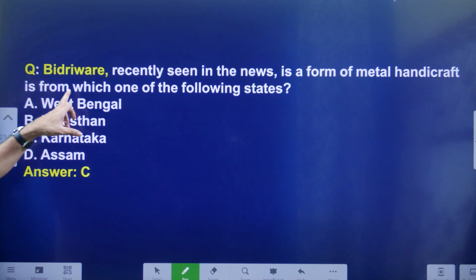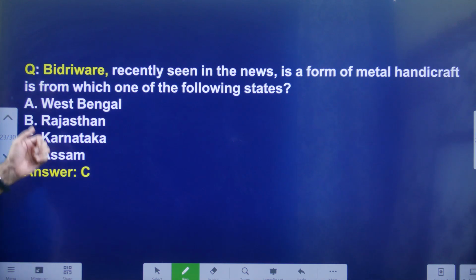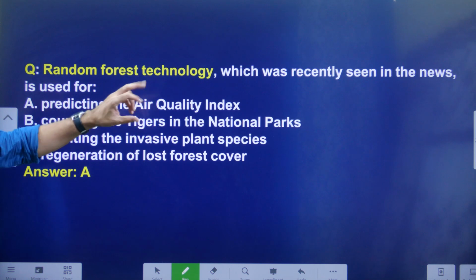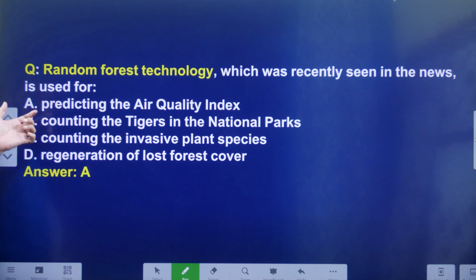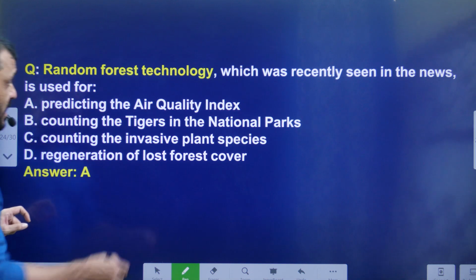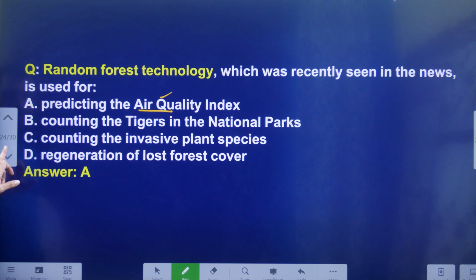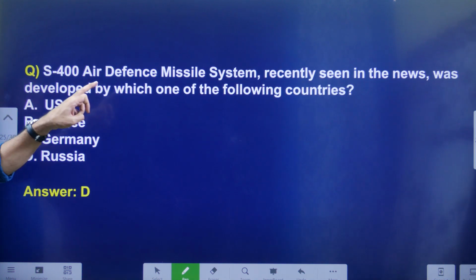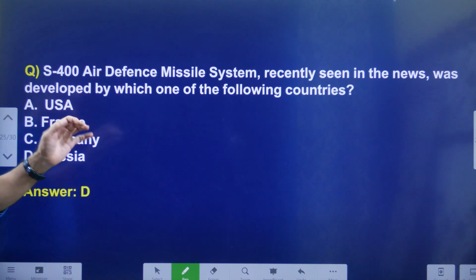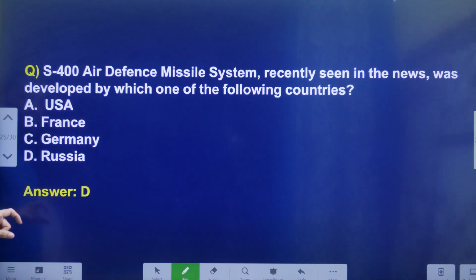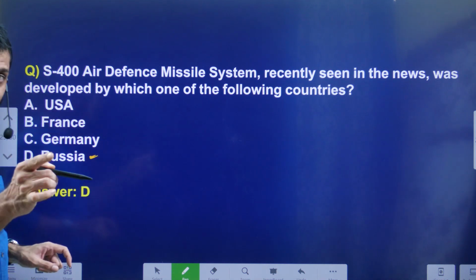A. Next, Bidri was recently seen in news. It is related to which state? Karnataka. Next, random forest technology, which was recently seen in news. It is used for what? Predicting the air quality index. Next, the S-400 air defense missile system, recently in news. It was developed by which one of the countries? Russia. Even we bought from Russia also.